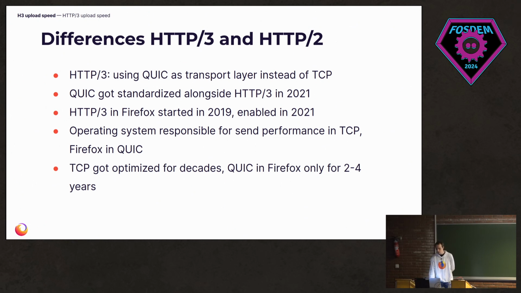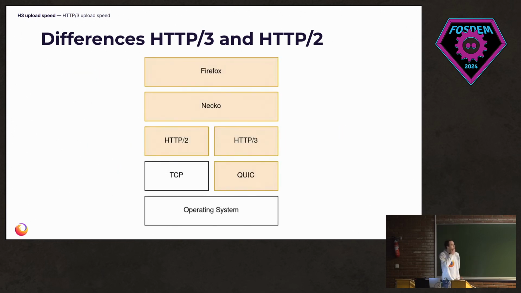to work on. I wanted to visualize this a bit: we have HTTP2 and HTTP3, which are very similar. In HTTP3, we rely on QUIC, and QUIC is also implemented by us. In HTTP2, we have TCP, and TCP is provided by the operating system.